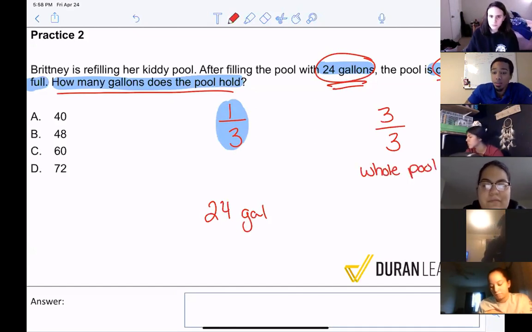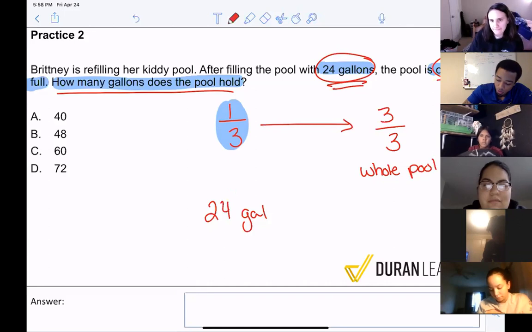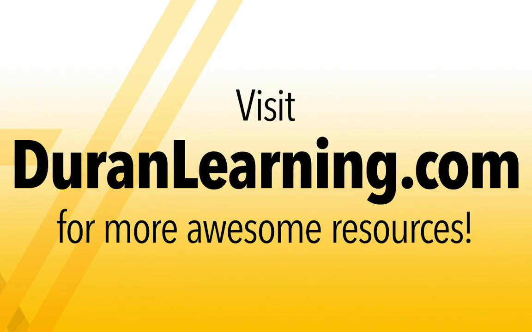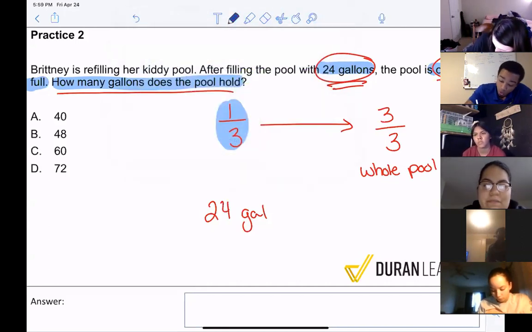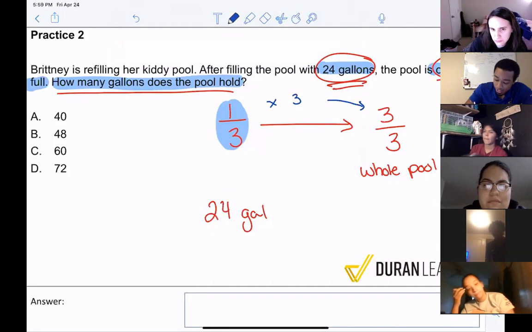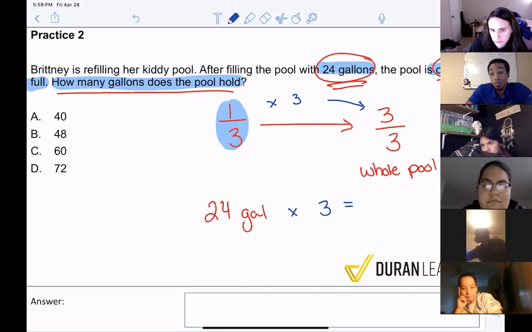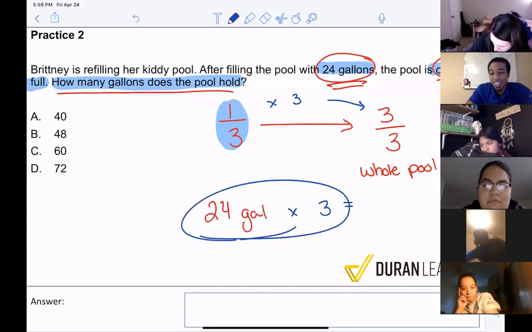So think about it like this, everybody. If I have 24 gallons as 1/3, how do I go from 1/3 to 3/3? Can I multiply something? Can I add something together? Like, how do I go from 1/3 to 3/3? Multiply? Yes, exactly. You can multiply. So here's one way to think about it. If I multiply that by 3, I get to 3 out of 3. I get the whole thing. And I can say 24 times 3. Because 24 times 3 with mental math, I think this is probably the easiest thing you'll do today.